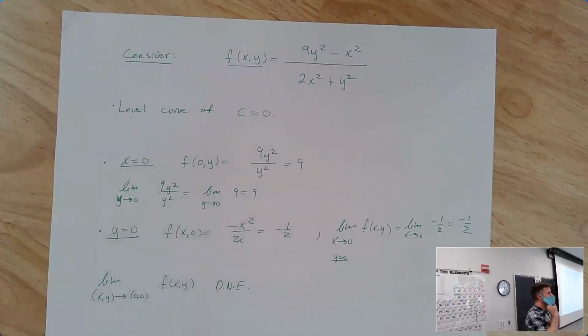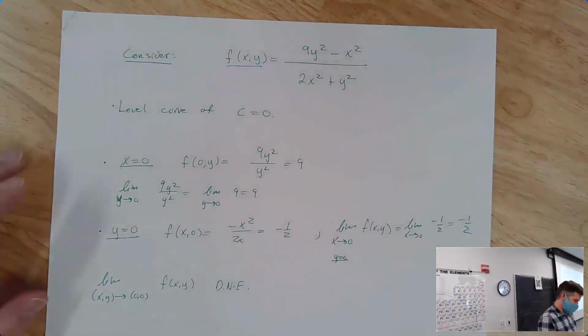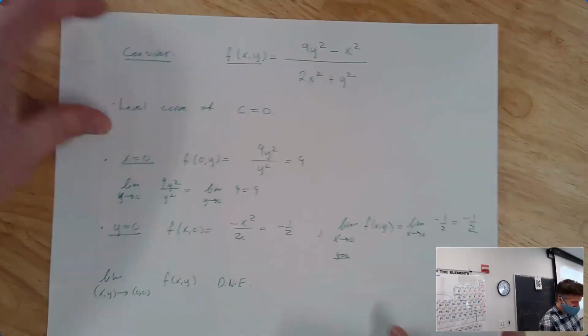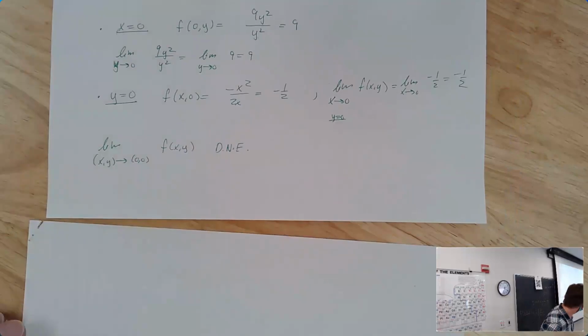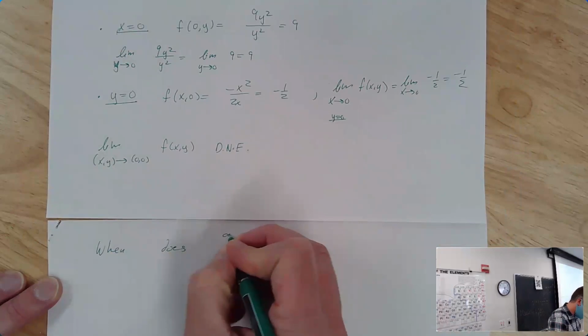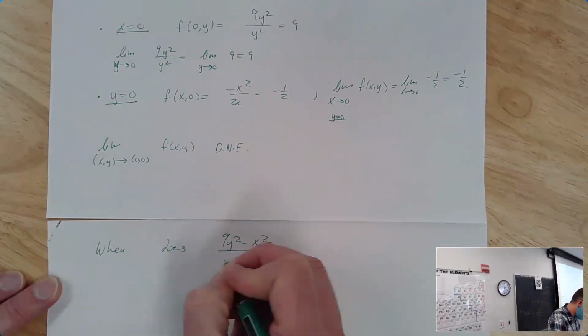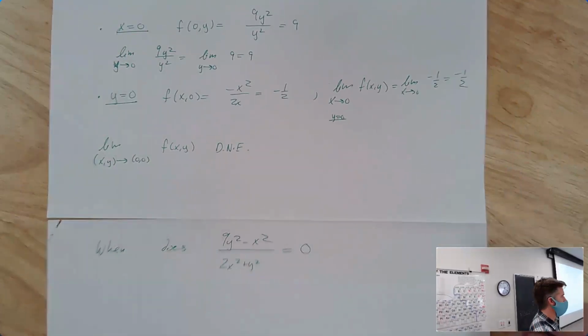But now here's a more interesting question. What is the level curve when c equals 0? So the question really is, and at least at first I thought it was really kind of hard to answer: when does (9y squared minus x squared) over (2x squared plus y squared) equal 0? Well, it turns out a lot of places.